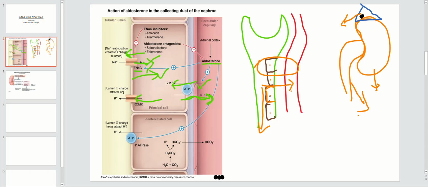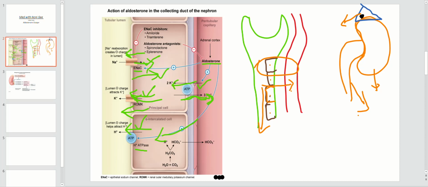The third thing aldosterone does is it causes activation of this pump, which is called the hydrogen potassium ATPase pump. Through this pump, hydrogen is excreted out from the endothelial cells towards the tubular lumen. And this movement of potassium and hydrogen towards the lumen is under the influence of the negative charge produced by the influx of sodium into the endothelial cells, right? So this is simply the job of aldosterone.